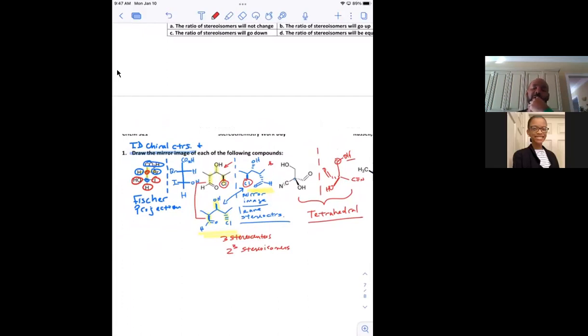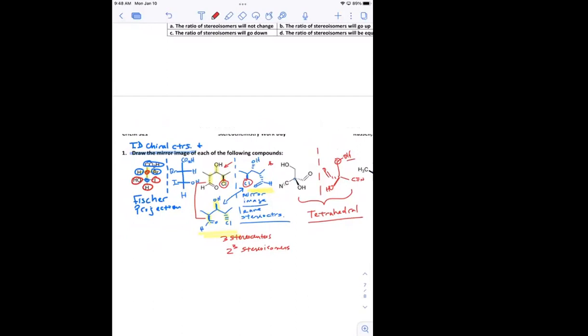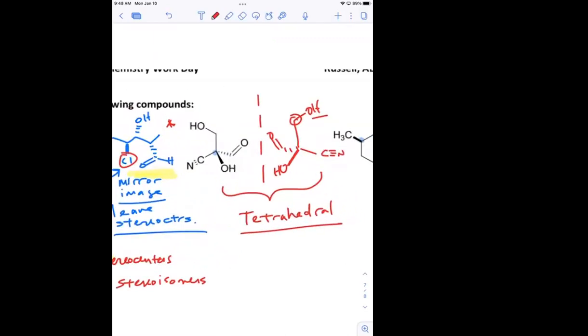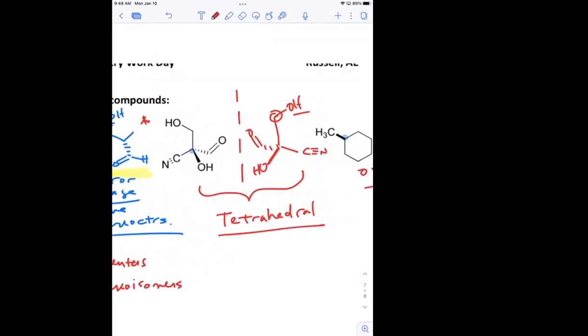I have a question. Go ahead. For the tetrahedral that we just did, can we also draw it how you did in the example before that, where you had two mirror images? Oh, you mean, can you rotate it? Yeah, sure. You can draw the rotated image. That's a great question, because the tetrahedron is the basic geometry for every chiral center, because it's sp3 hybridized.